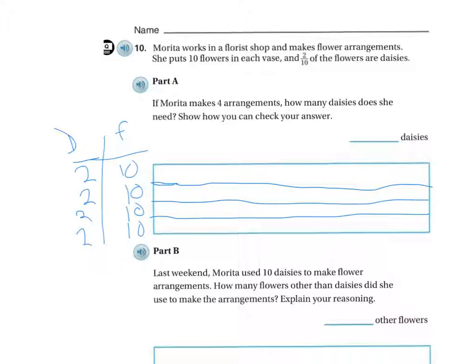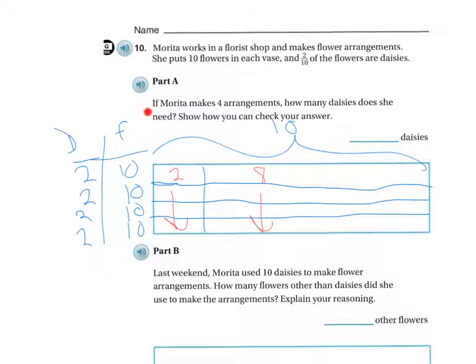So we could draw a picture to represent this too. If this is our 10 total for each arrangement, then we have 2 daisies, leaving us with 8 other types of flowers for a total of 10 per arrangement. So we need 2 daisies for each of the arrangements, and the remaining flowers in each arrangement number 8. We don't know the types of the other flowers, but that's not important at this point.